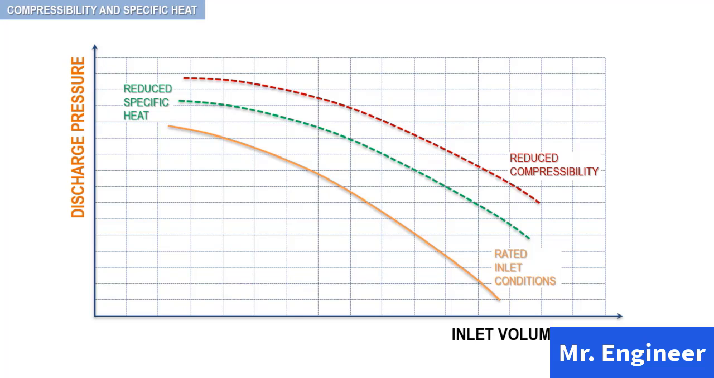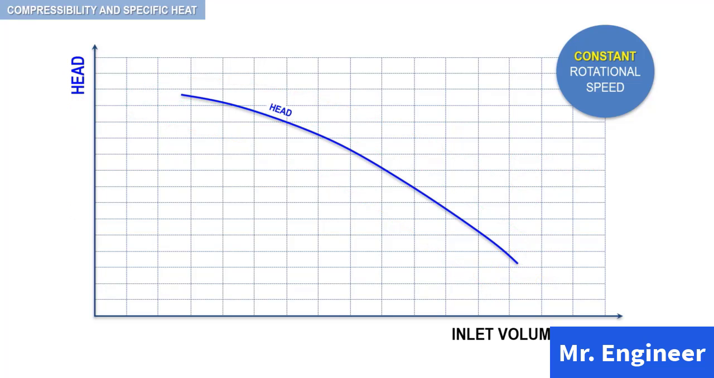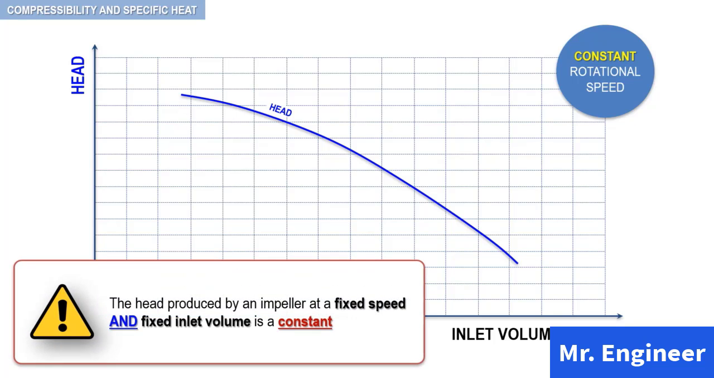Let's once again realize that our analysis is based on a given rotational speed. Therefore, each inlet volume flow is associated with one and only one head value. So, when your compressor performance curve takes the form head versus inlet volume flow as seen here, then the head curve will not change in any of the examples previously considered. Recall, the head produced by an impeller at a fixed speed and fixed inlet volume is a constant.